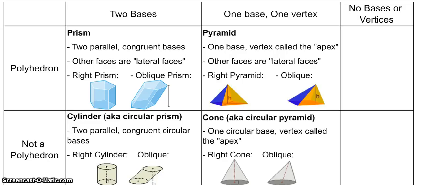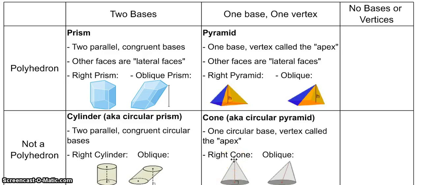Since a circle isn't a polygon, a circular pyramid wouldn't be a polyhedron. Instead, we call it a cone. It has one circular base, and just like a pyramid, the vertex is called the apex. Here we have that circular base with the vertex right here.